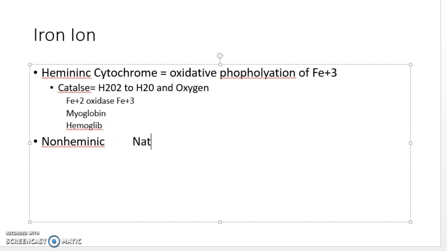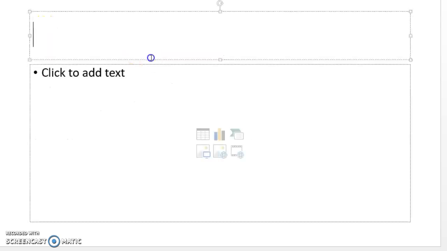And now what can be the non-heme? Non-heme can be the dehydrogenases, for example NAD dehydrogenase. It can also be other types of dehydrogenases, such as succinate dehydrogenase, and then xanthine oxidase.